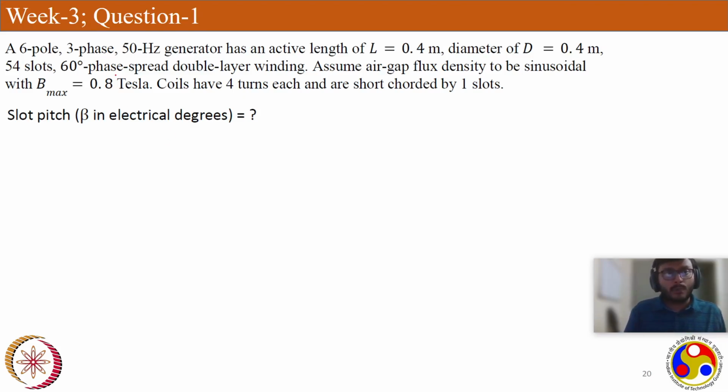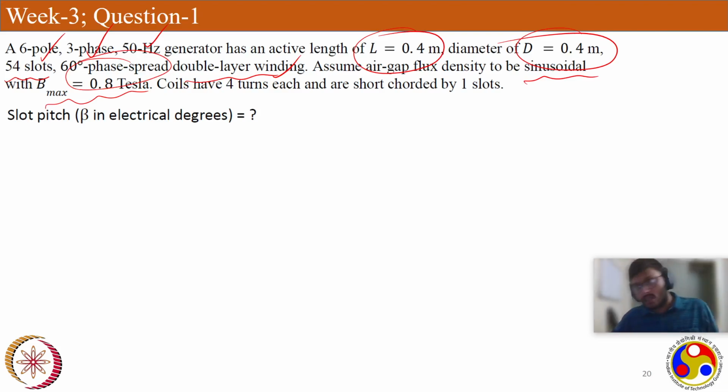Now, you see here, 6 pole. Let's see the data. We have been given a 6 pole machine, 3 phase, 50 hertz frequency. It's a generator having a length of 0.4 and a diameter of 0.4 of that shoe or pole. And it's a 54 slot machine with 60 degrees phase spread. Even our old problem also had 60-degree phase spread only, and the same double layer winding. And the flux density is sinusoidal with a peak magnitude given. So the flux density will be B max cos theta, that is the kind of flux distribution which is sinusoidal.